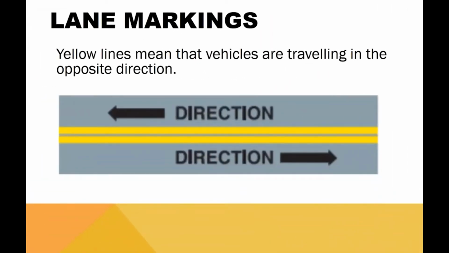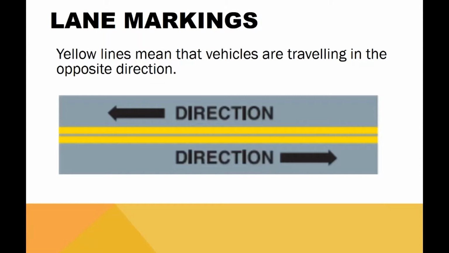Okay, on to lane markings. So we talked a lot about all the different signs and what they mean. Now I'm going to talk about the pavement markings, the things that you're going to see on the road. This image is what you'll see while you're driving. You'll always see some lines painted on the road.